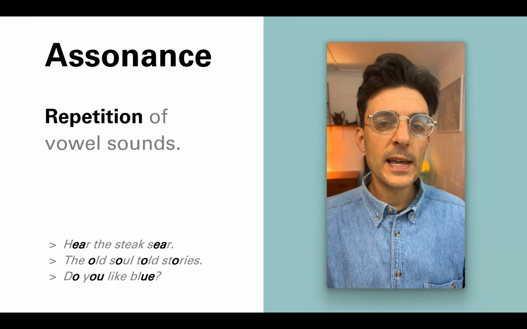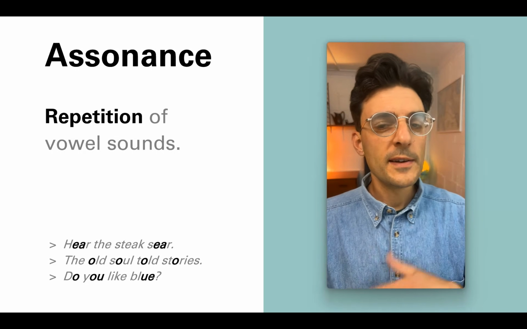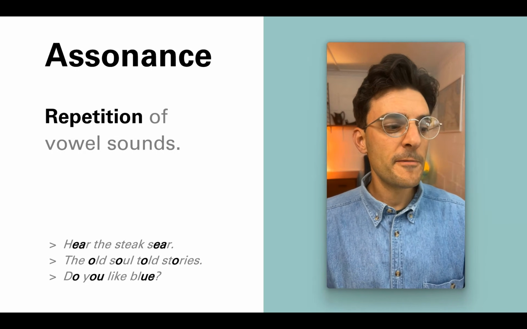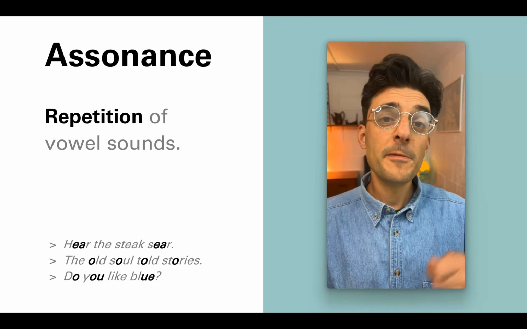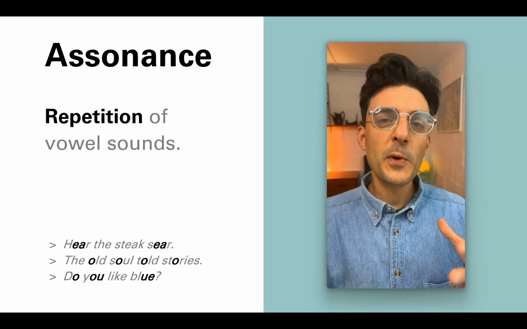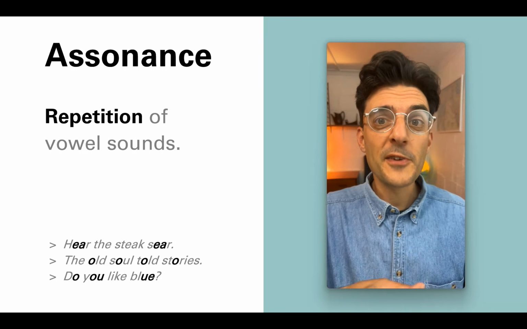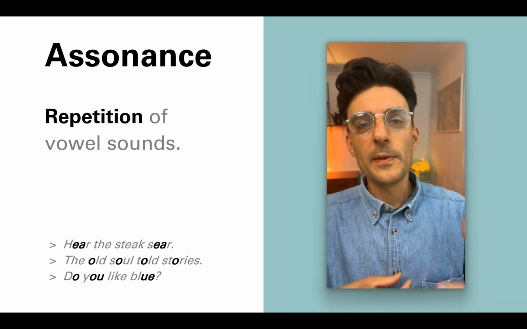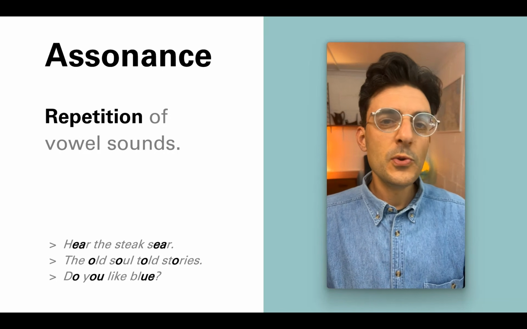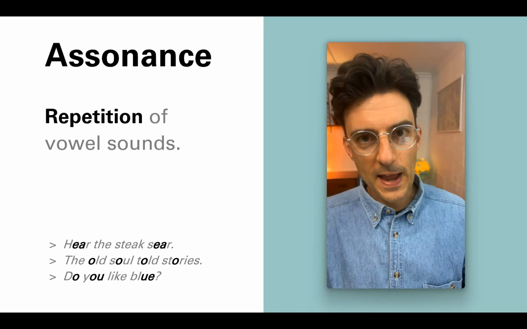And last but not least, do you like blue? Now, that is an interesting one because we have the O sound, but then we have the UE vowel sound. But when you say them all together, they have the same vowel sound and the same kind of feeling when they roll off the tongue. So, do you like blue is another example of assonance.